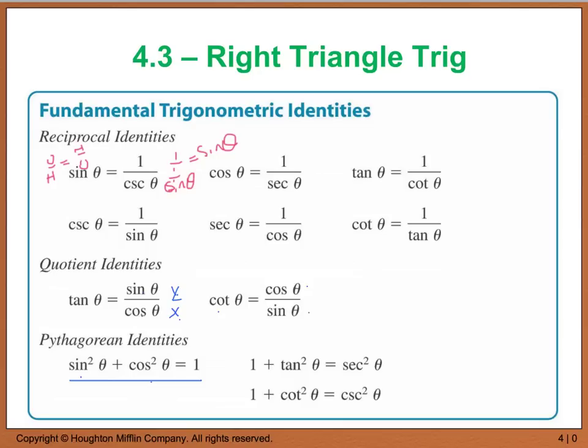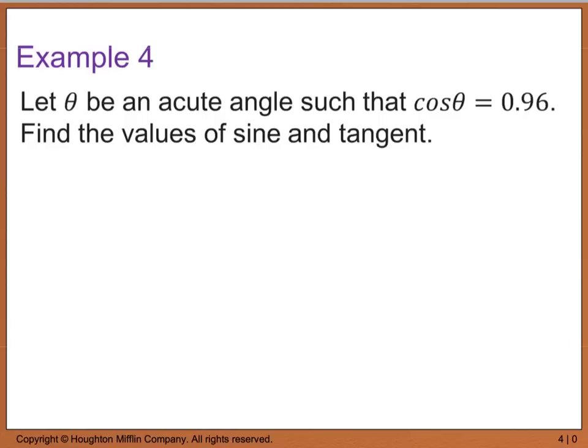Well, with that, we also have that 1 plus tan squared equals secant squared. And the reciprocal of that is true as well. 1 plus cotangent squared equals cosecant squared. Please, please, please make sure that you know these. So example 4, we're going to actually use some of these identities.